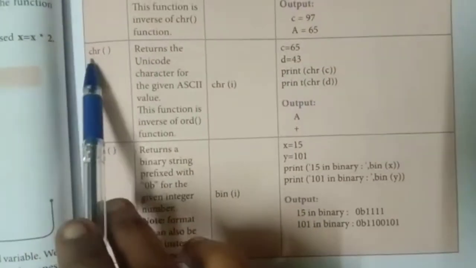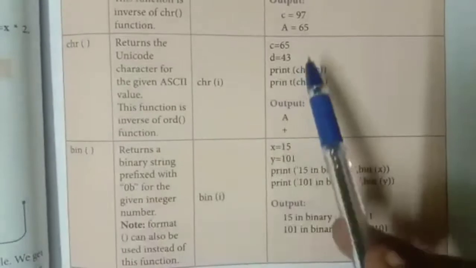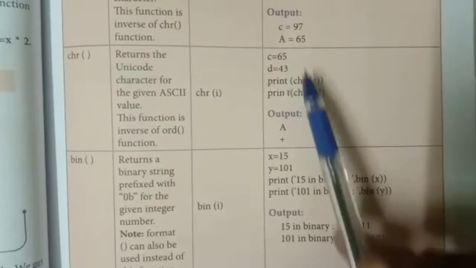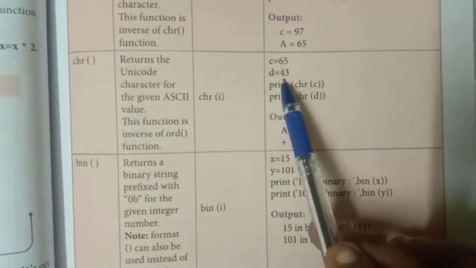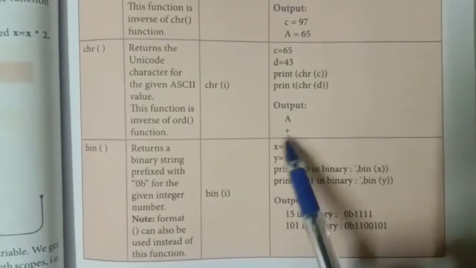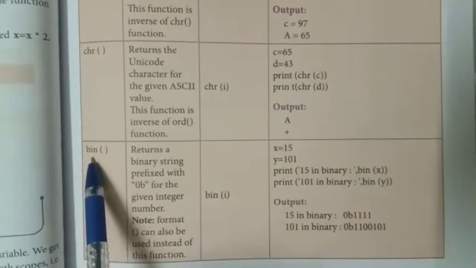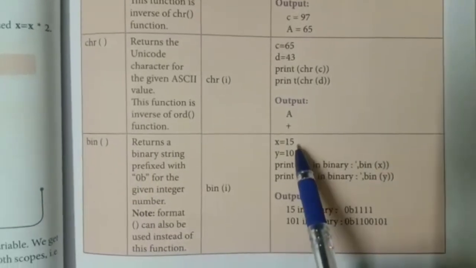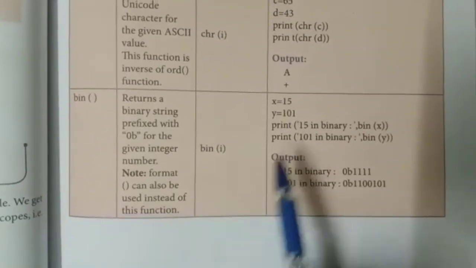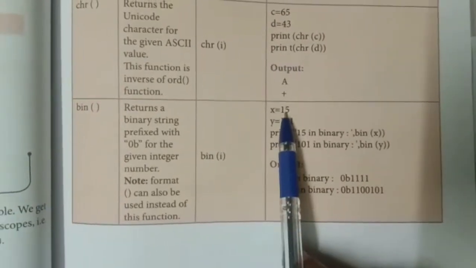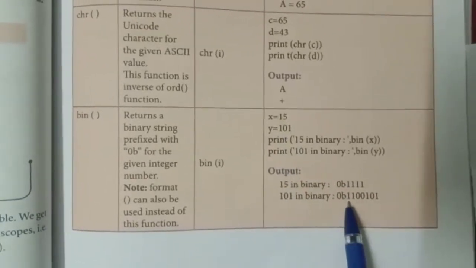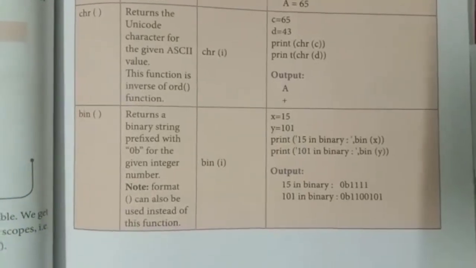Next one is CHR, that is character. For the ASCII value, it will return the alphabet. 65, it is A. For ASCII code 43, the value is plus sign. The next one is BIN, that is binary. For each and every value, you'll be converting it into binary numbers. So for 15, it will display the binary value. For 101, it will display the binary number. That is the BIN function.